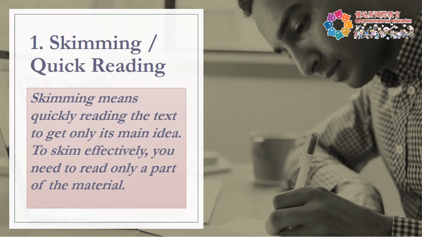Okay, there are two major skills of reading in preparing you for exams. Okay, let's pick IELTS, International English Language Testing System, and also DSE as an example. Okay, the first skill today is about skimming, or we call it quick reading. Skimming means quickly reading a text to get only its main idea. To skim effectively, you need to read only a part of the material.